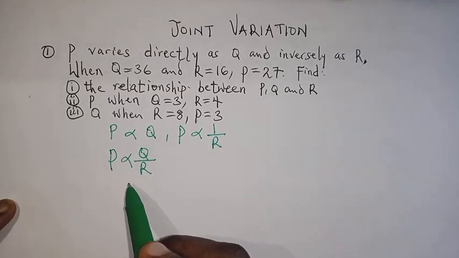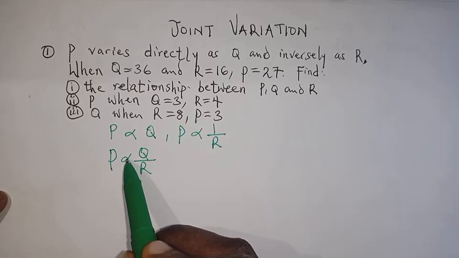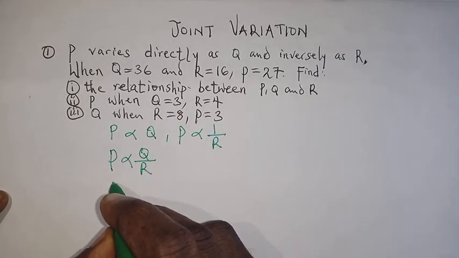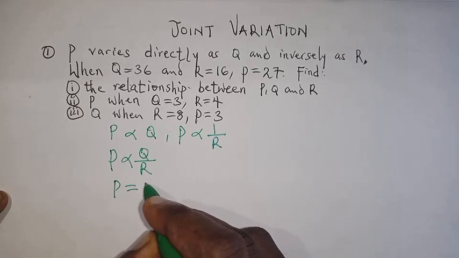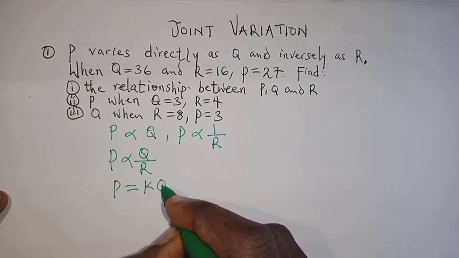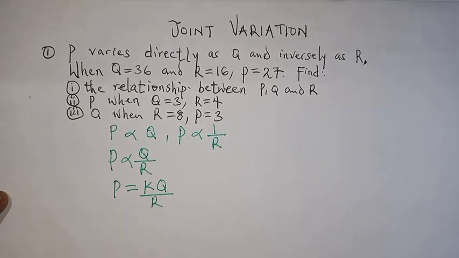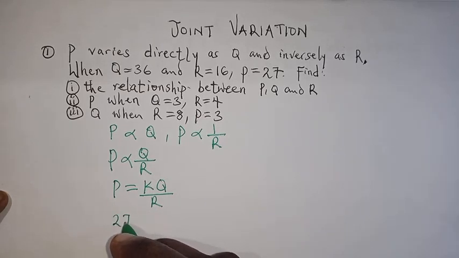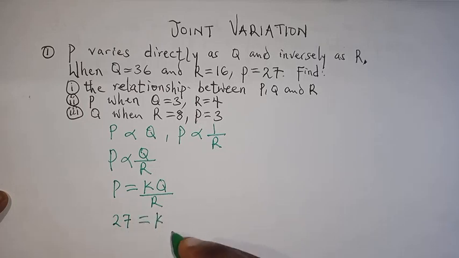I remember what we said in the previous videos that this is called the proportionality sign, but you've got to take it off. So we introduce a constant of proportionality. So that's going to give us P equals K, Q over R. So that's it. Now the question says when Q is 36, P is 27. So I'm going to write 27 equals K times Q is what? 36. And what about R? R is 16. So with this, we're going to get our value for K.